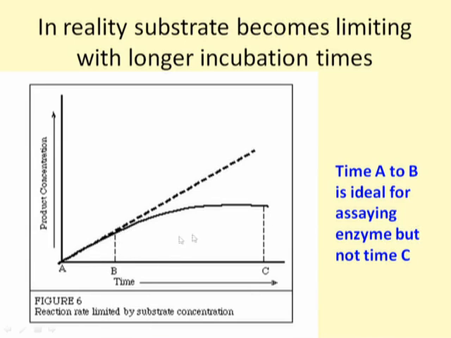So what this plot tells us is that the time zone from A to B is ideal for assaying the enzyme, but not from B to C, because here if we use this product concentration, we are underestimating the enzyme because we have gone out of the zero order reaction. This happens because the substrate becomes limiting.